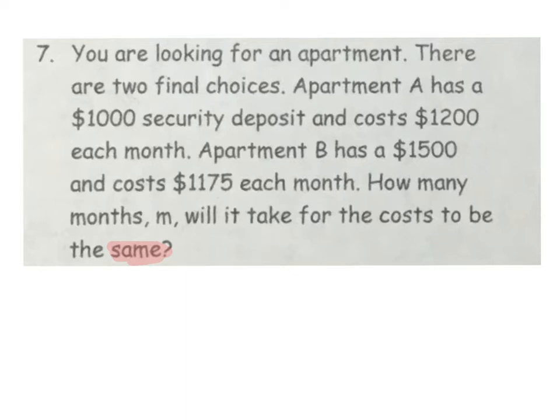Question number 7. You are looking for an apartment. There are 2 final choices. Apartment A has a $1,000 security deposit and costs $1,200 each month. Apartment B has a $1,500 deposit and costs $1,175 each month. How many months M will it take for the costs to be the same?